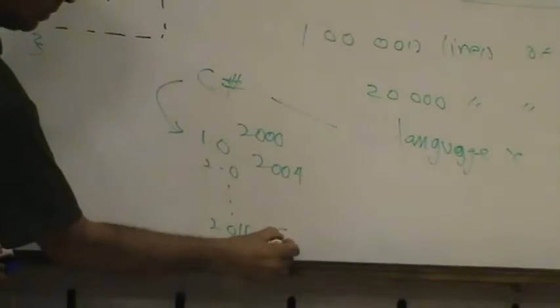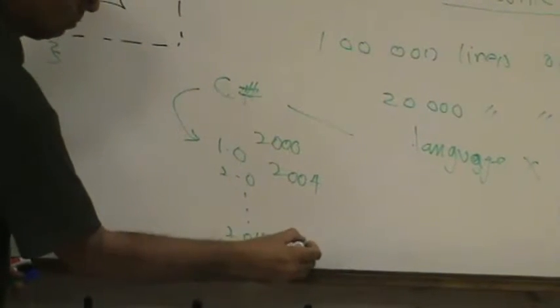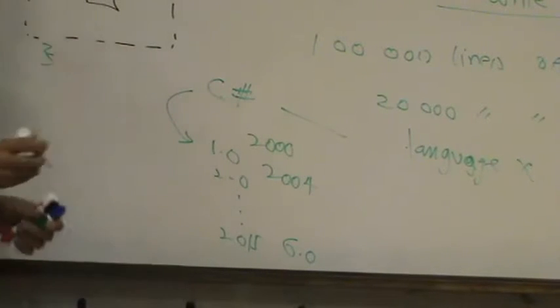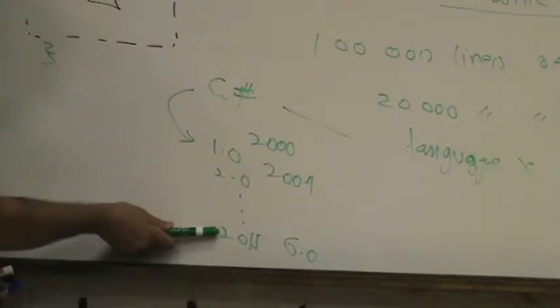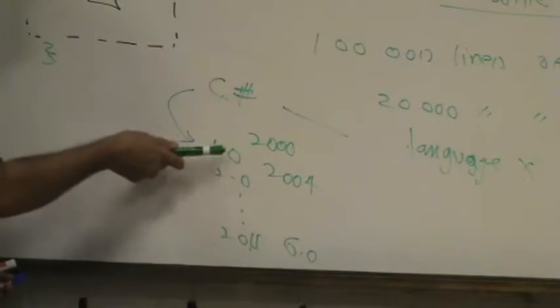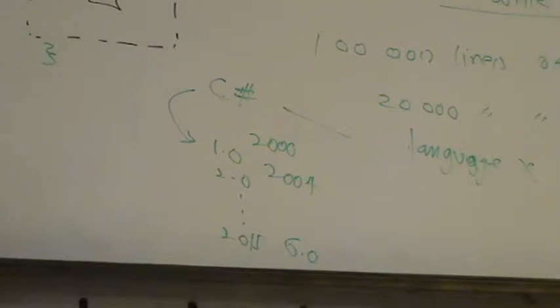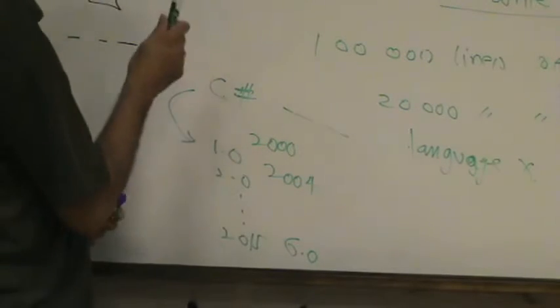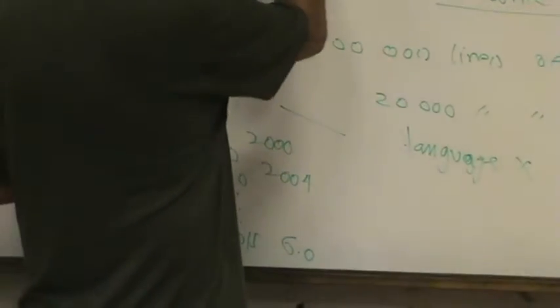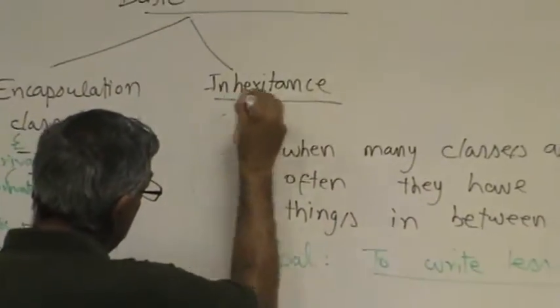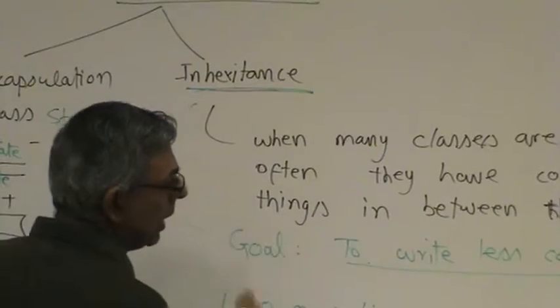2015, the version of the language, I forgot if it's 5.0 or 6.0, one of the two. So the same code, if you write it now, you'll be surprised compared to what you wrote back then. It's like 10 times shorter. Anyway, we'll come to that part as we go along. But fundamentally speaking, why do we do inheritance? So that we write less code.